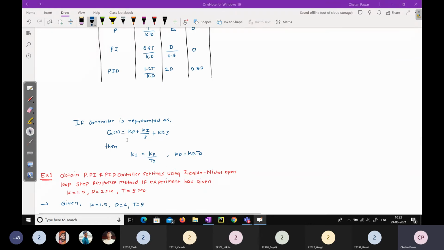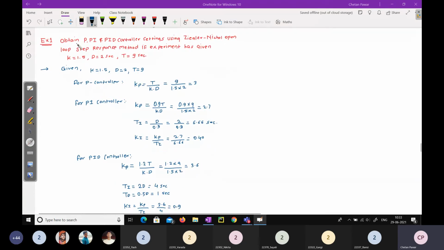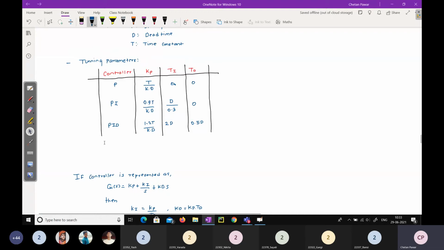So let us see the first problem. Obtain P, PI and PID controller settings using the Ziegler-Nichols open loop step response method if the experiment has given K equal to 1.5, D equal to 2 seconds, T equal to 9 seconds. That means dead time is 2 seconds, 1.5 is the amplitude or steady state gain, and T is the time constant, that is 9 seconds. So for a P controller, what is the value? We'll just copy this.